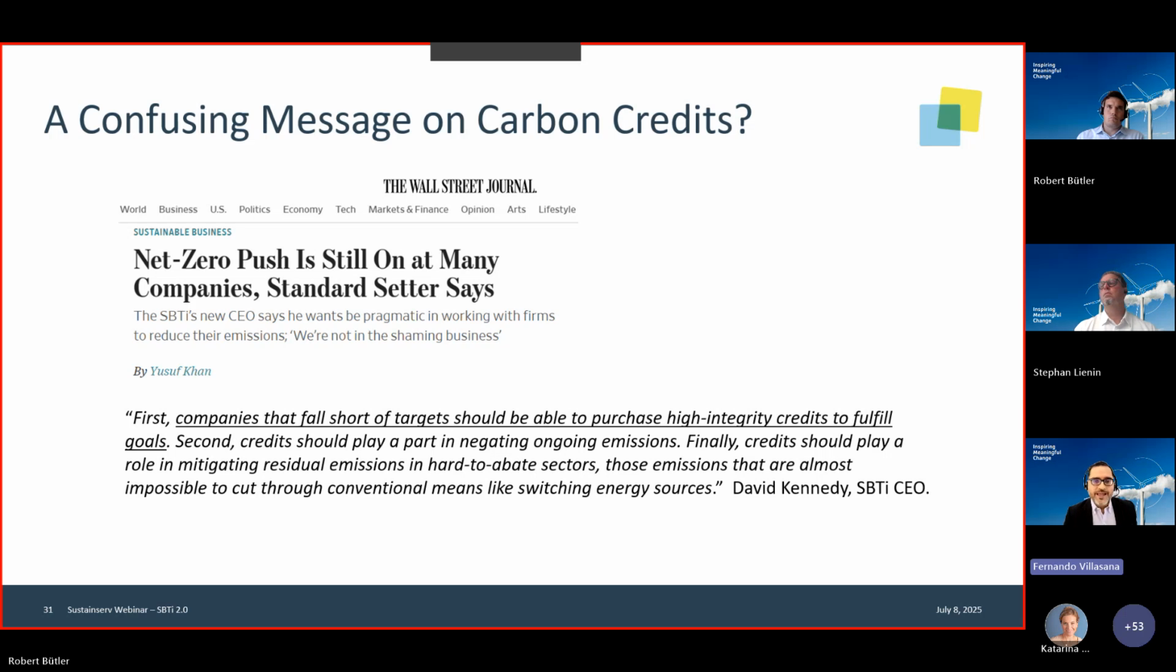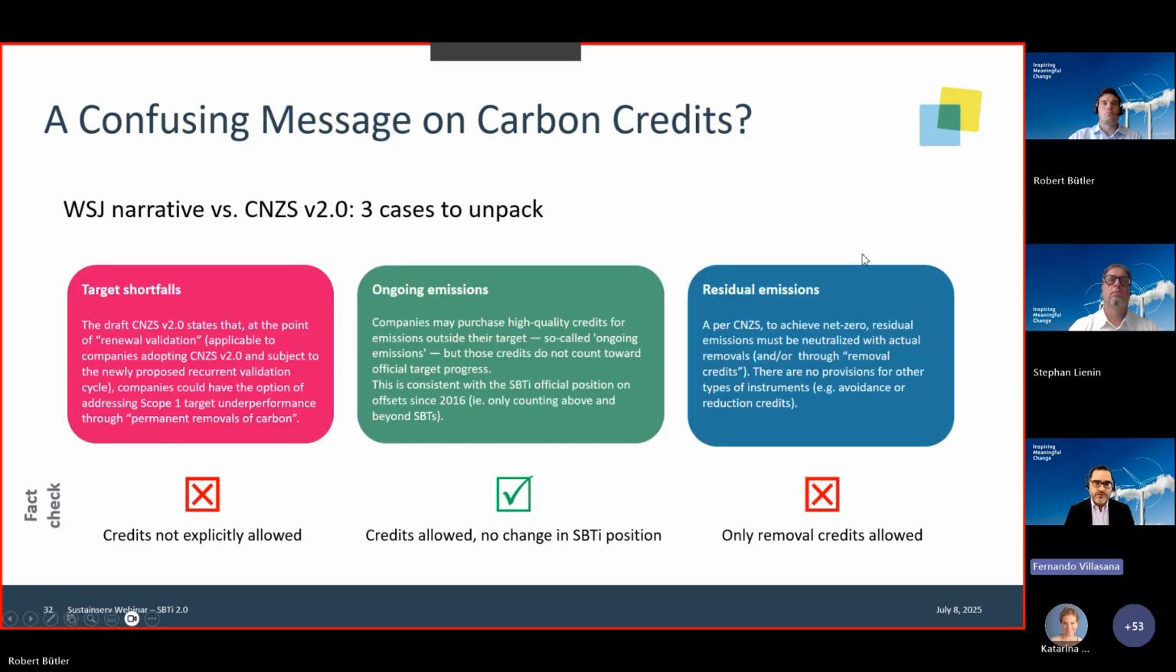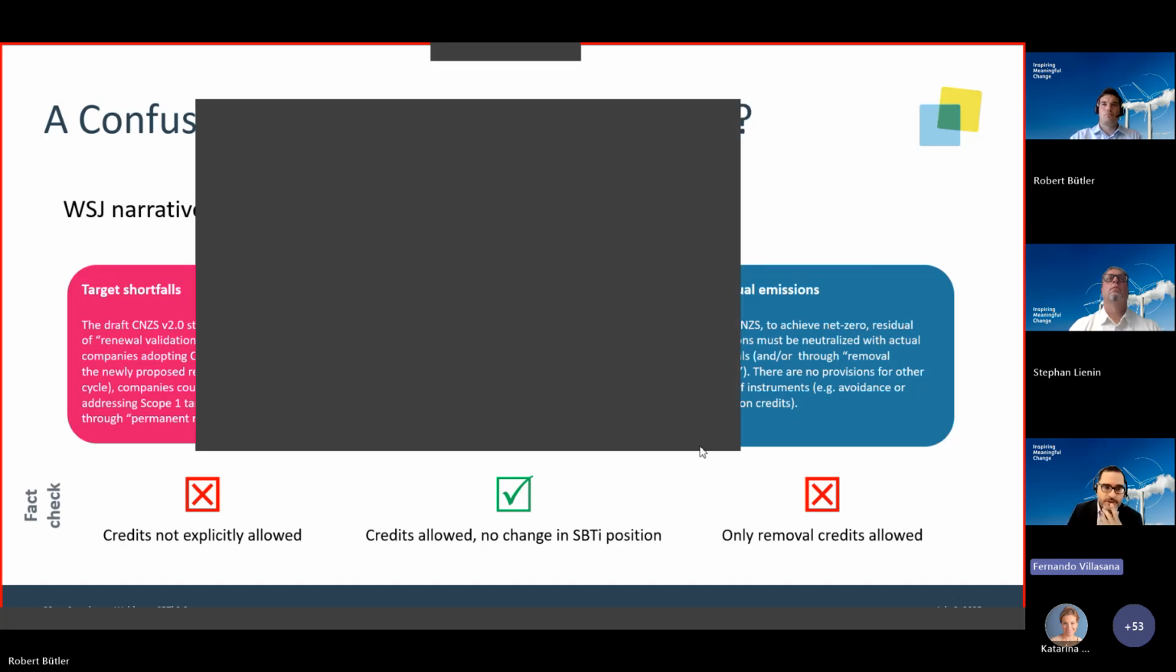And while this quote doesn't exactly match what is written in the draft standard, I do trust that the SBTi will clarify this further in the next iteration that's released to the public. In the next slide, I want to discuss quickly all three cases mentioned in the article and compare them to what the standard actually says.